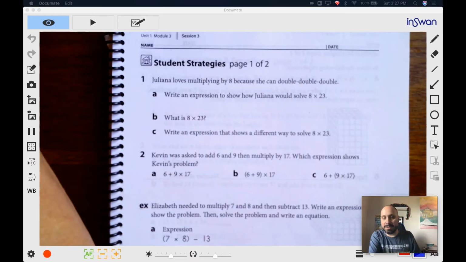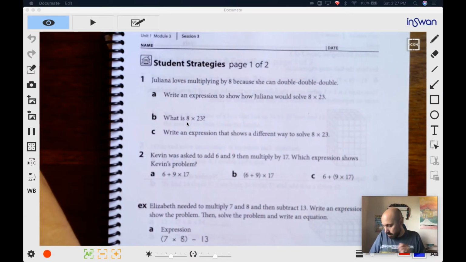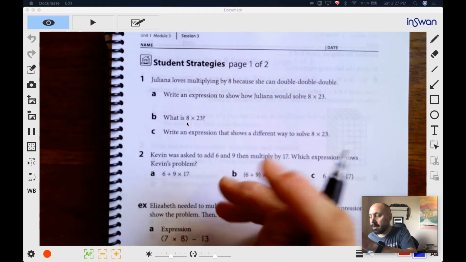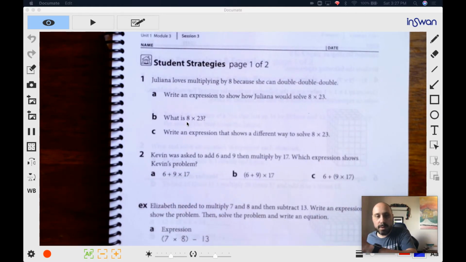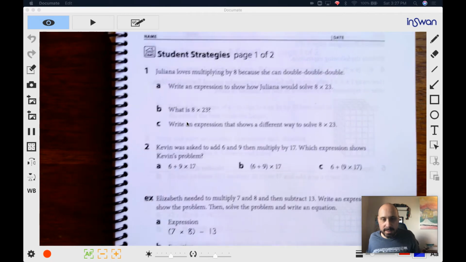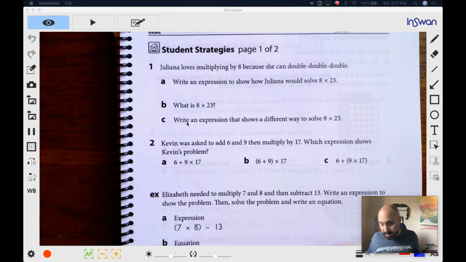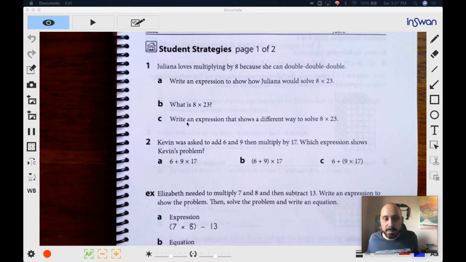Hey, mathematicians. All right, so are we ready to do page 13 and 14 now, student strategies? I think so. So right now, let's get this nice and clear. There we go. Okay, so let's talk about page 13 and 14 in our home connections book.